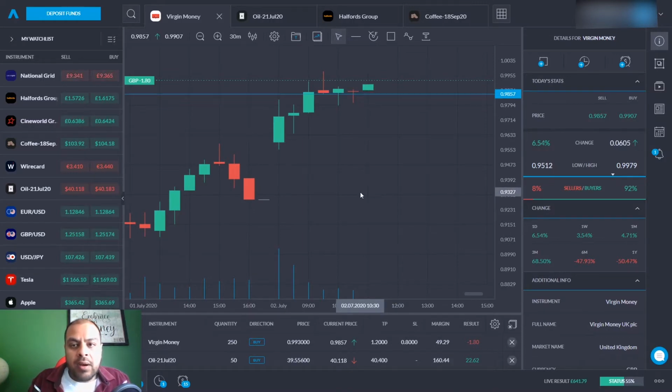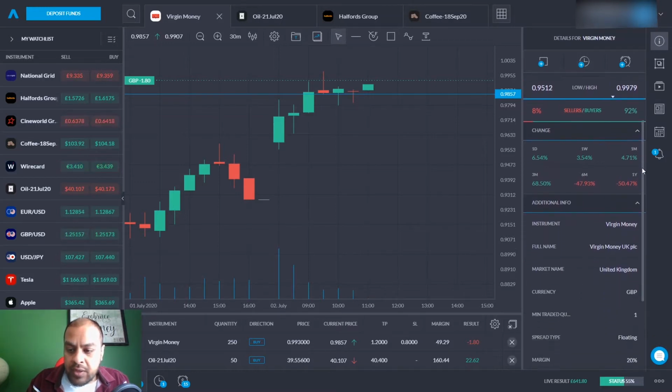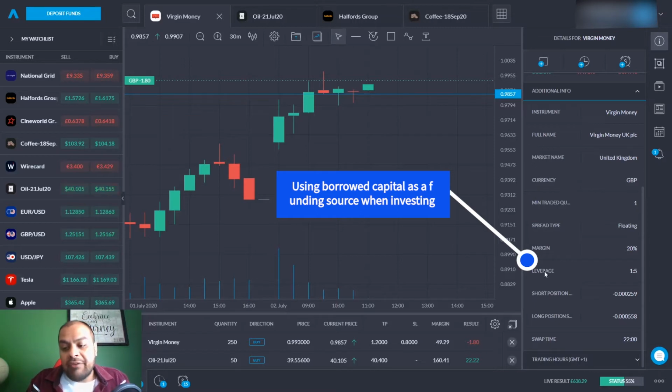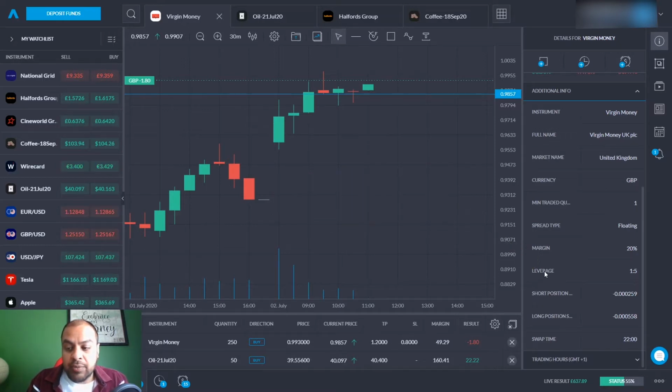Now, when I'm buying or selling something, the first thing I do is go to the instrument panel. Again, you'll see this on the mobile app. Scroll down. The first thing I look at is the leverage. Leverage is, because it's a CFD, it's based on leverage. So you don't pay the full value of the shares. You only pay a deposit.